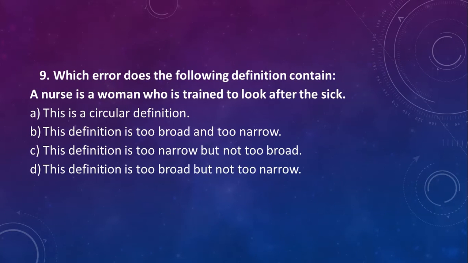Which error does the following definition contain? A nurse is a woman who is trained to look after the sick. Too narrow. So if this is too narrow, how is it too narrow? Only women are nurses. Right, of course there are men who are nurses as well, so it's too narrow. How is it too broad? Nurses aren't the only ones. There are other people who take care of sick people. Right. So I think too narrow and too broad.